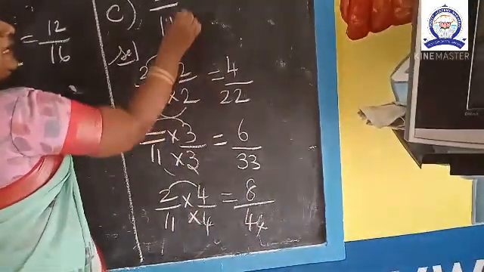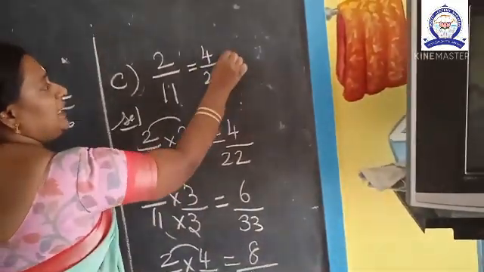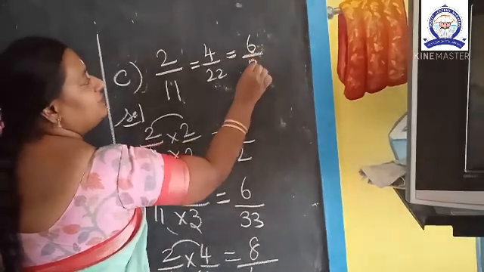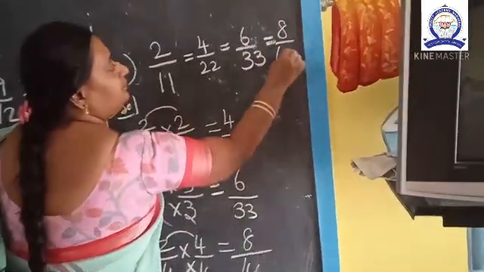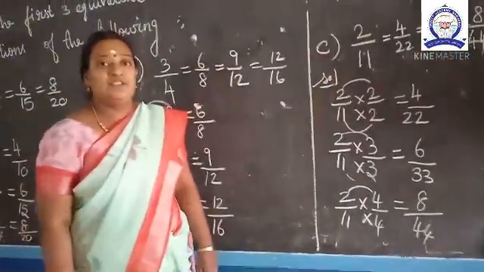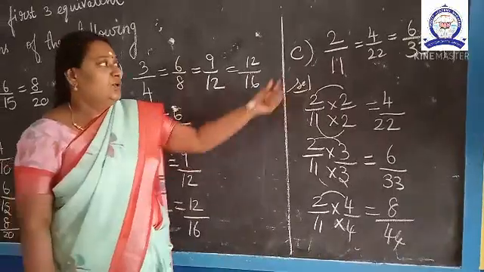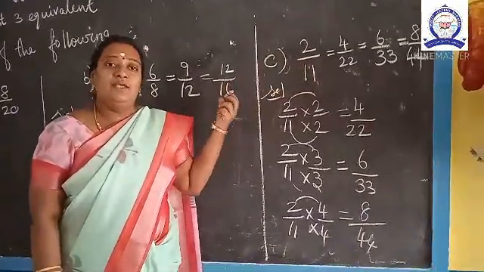So 2 by 11 is equal to 4 by 22, that is equal to 6 by 33, that is equal to 8 by 44. So when a fraction is given and we have to find equivalent fractions, what do we have to do? We have to multiply the numerator and denominator by the same number.